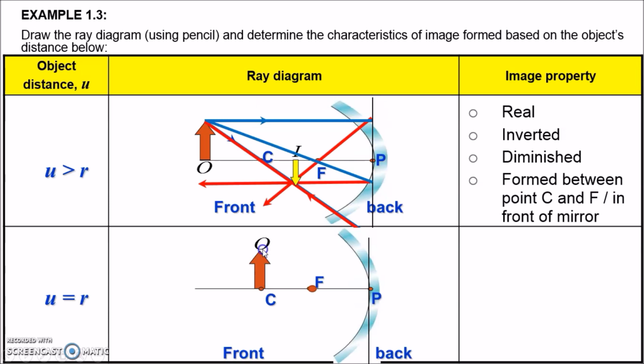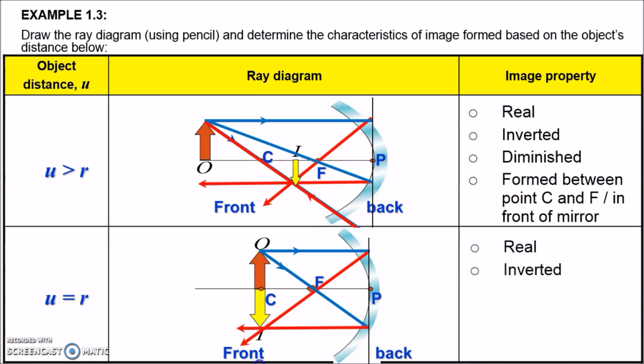The first step, incident ray will be parallel to the principal axis and the reflected ray will pass through point F. Second step, incident ray will pass through point F and the reflected ray will be parallel to the principal axis. We cannot do step 3 because the incident ray cannot pass through point C as the object is on it. Here we can see the intersection point between the reflected rays. So image will form here. The characteristics of the image are real, inverted, same size, formed at point C or in front of the mirror.